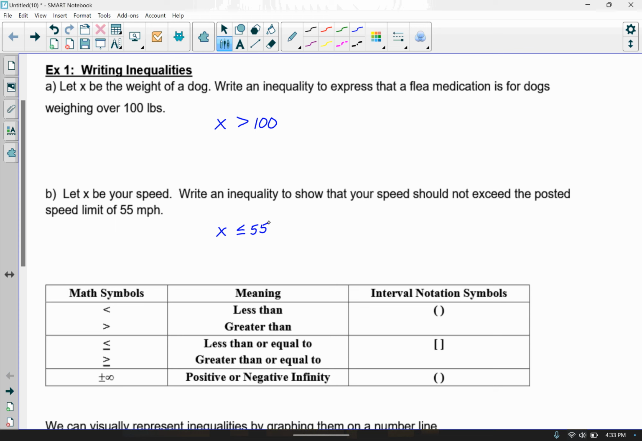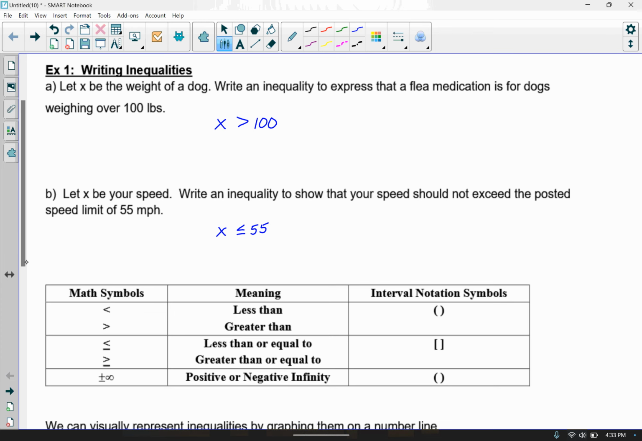Okay, so you write an inequality, like I said, a letter on the left, inequality symbol followed by the number. That's your basic form of an inequality. And that means then any number less than or equal to 55 is a valid speed, as long as, since we're talking about speed, it's a positive number. And then over here, that flea medication is good for any dog weighing over 100 pounds.